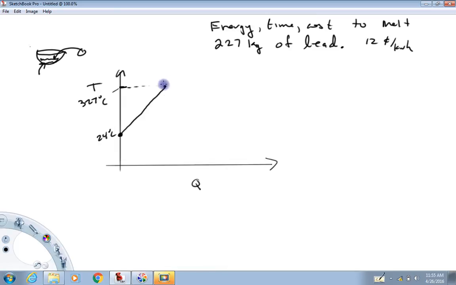So at this point on our graph, that lead would be 327 degrees, but it's still solid. And again, just approximating this as all at the same temperature. Then as heat still transfers to the lead, it's going to start melting, and we're going to assume a constant temperature process for the phase change to some point where it's all melted. So at this point, that lead is all solid. At this point, it is all liquid and ready to pour in the molds. So there's two different regions in this graph that need to be considered when we try to calculate the total energy use. So let's take them one at a time.